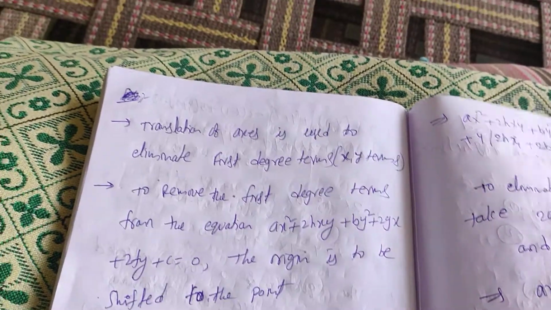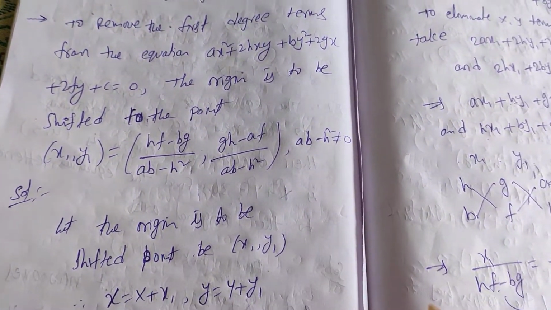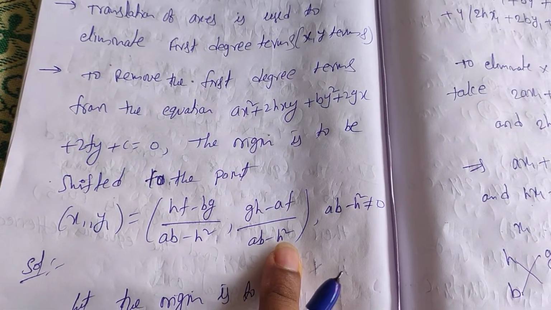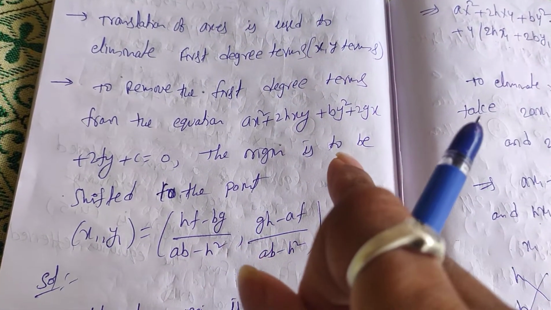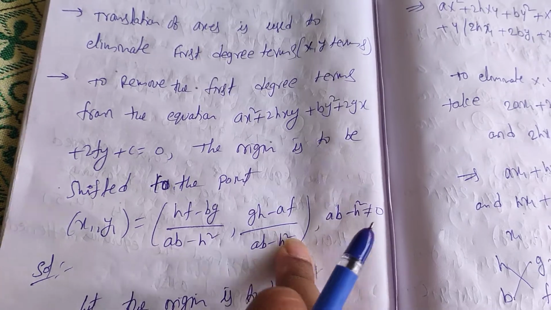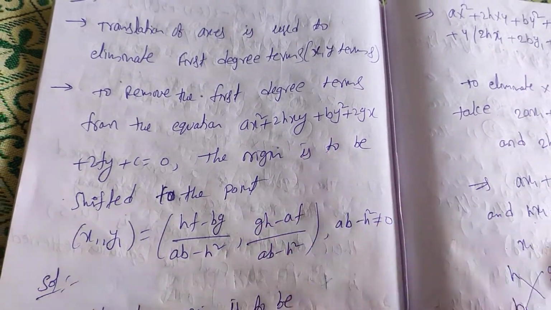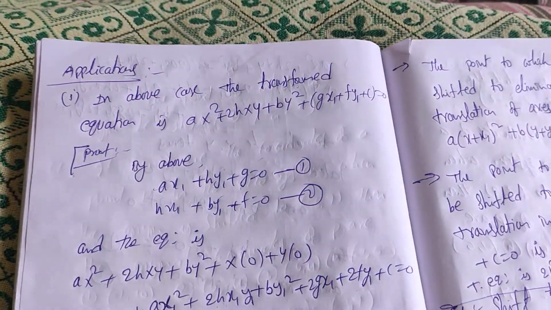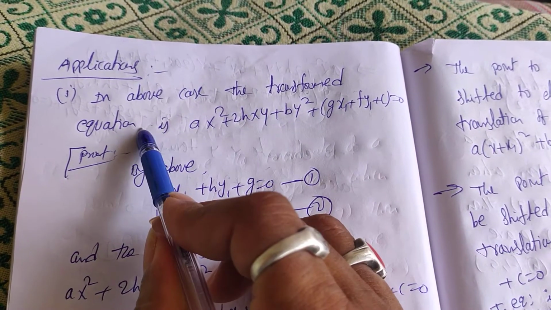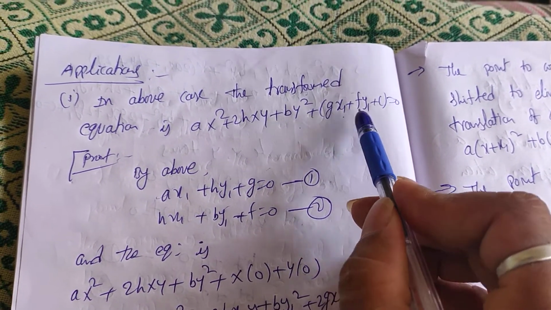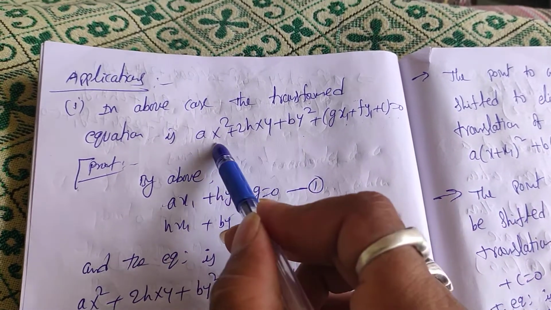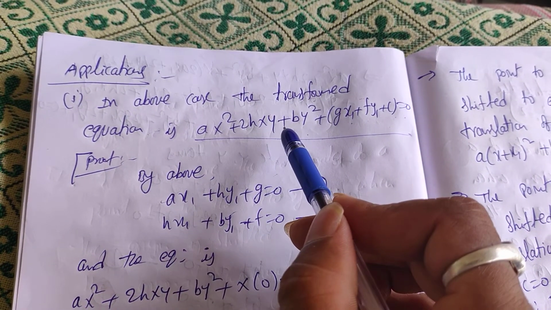Continuation, same procedure, but this is the point where you need to shift it. So what is the resulting equation when the origin is shifted to this point? How will it be? Okay, now we are going to discuss it. So in the above case, the transformed equation is ax square plus 2hxy plus by square plus 2gx1 plus 2fy1 plus c is equal to 0. In this one there are no x, y terms.